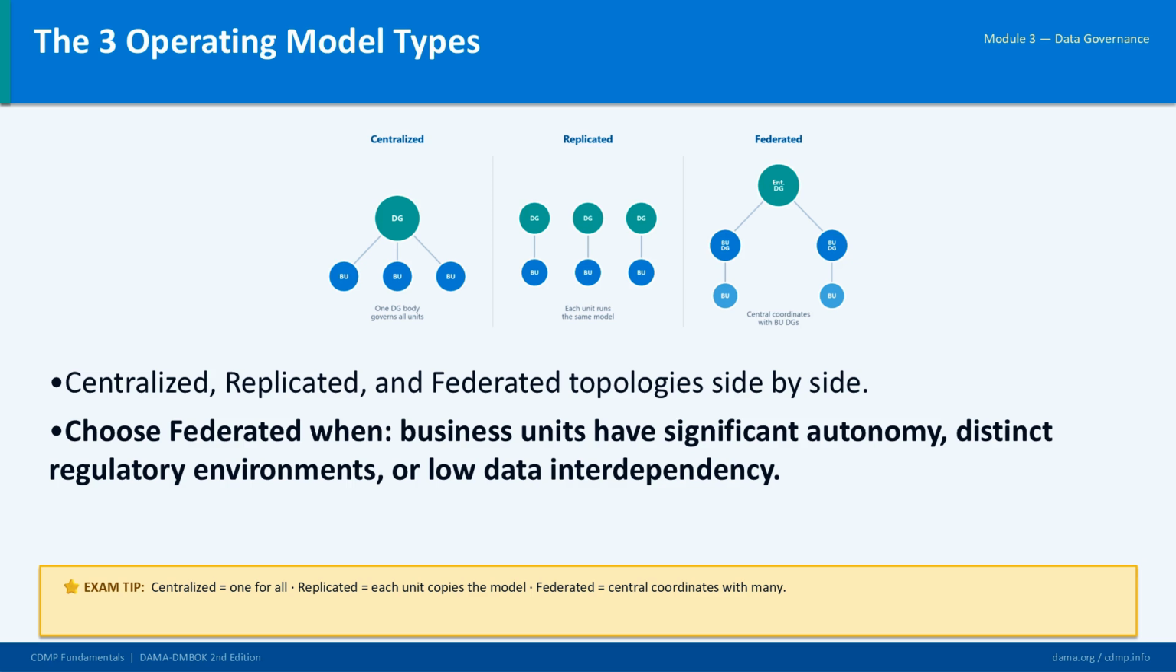distributed execution. When would you choose federated? When business units have significant autonomy, face distinct regulatory environments, or manage data domains that don't overlap much. Quick mnemonic: centralized is one for all, replicated is each unit copies the model, and federated is a center coordinating with many.